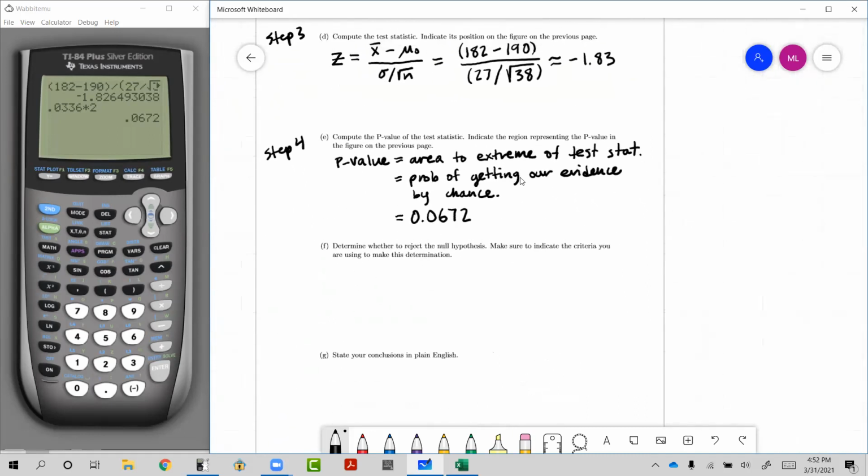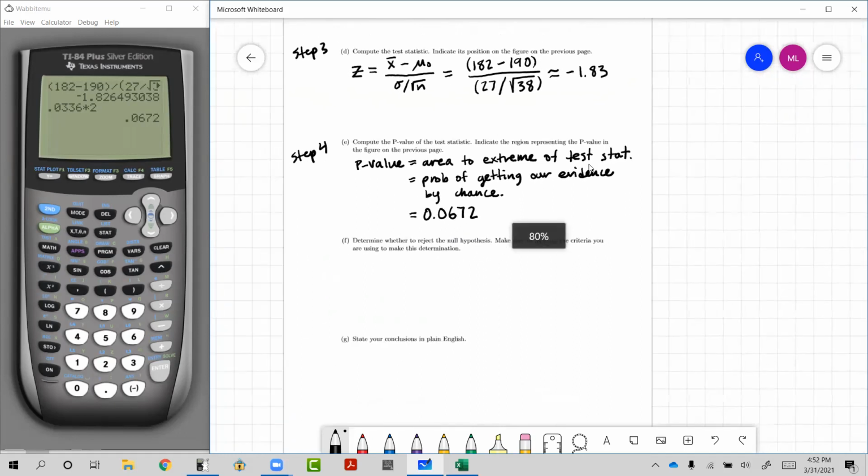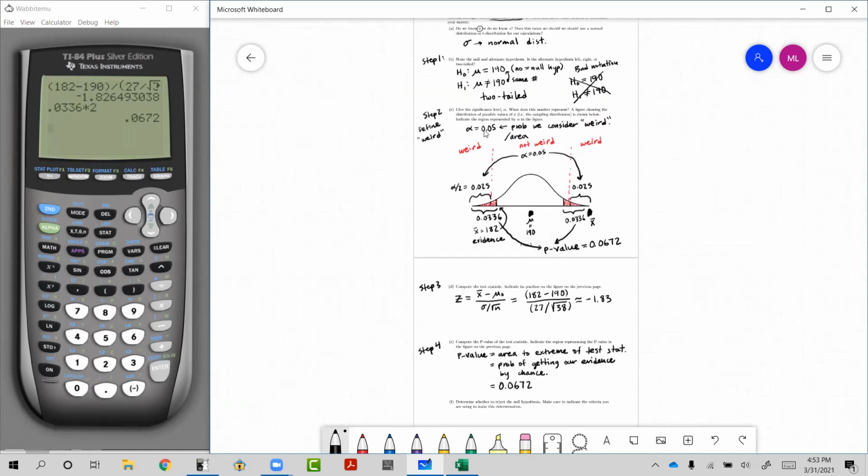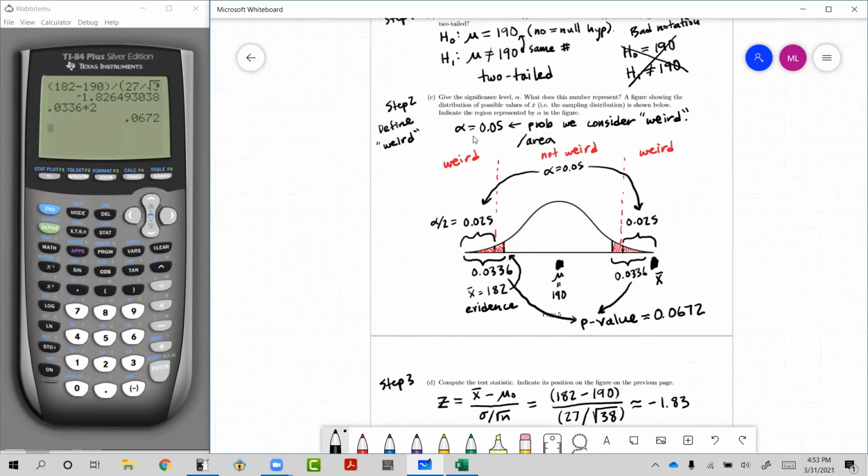It is also, as I said, the probability of getting our evidence by chance. So if we go back to the original question, we said we're going to consider something weird if it would happen by chance less than 5% of the time. So if something has less than a 5% probability of happening, and it happens, that's considered a weird result. Well, it turns out the result that we got, X bar equals 182, will happen by chance about 6.7% of the time. So it's not happening very often, but it didn't meet our definition of weird. Right? So it's unlikely to have happened by chance. It only happens by chance 6.72% of the time, but that's still not weird enough to meet our definition of weird.